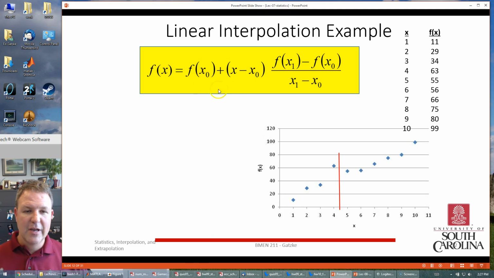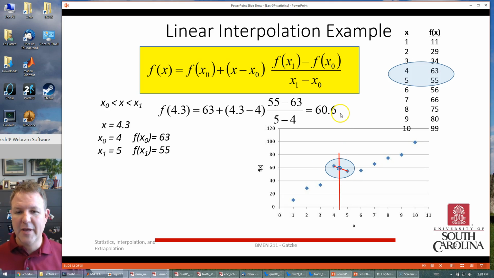Basically, the function evaluated at the left side, how far away from the left side the x value is, and then the slope, the function value of the right side minus the function value of the left side over the right side minus the left side on the x value. So if you plot the data, you look here and you say, oh, it's 63, and then it goes down to 55. So it should be somewhere lower than 63. If we plot the data, we know what to expect.